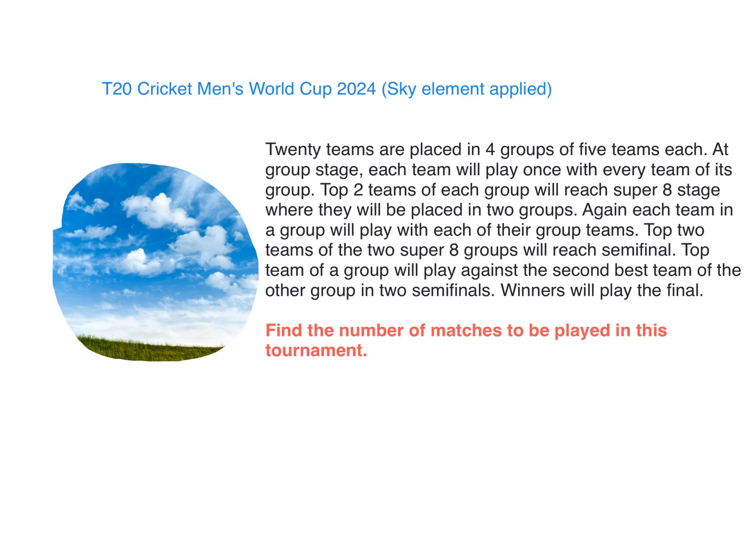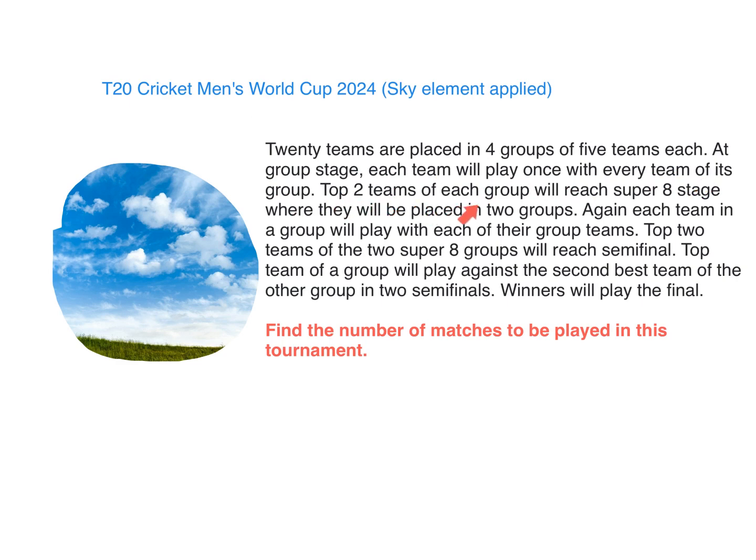Let us take this example to see how visualization helps us in making a problem simpler and then solve that. So here it is a case of T20 Cricket Men's World Cup 2024. There are 20 teams. They are placed in 4 groups of 5 teams each. At group stage, each team will play once with every team of its group.